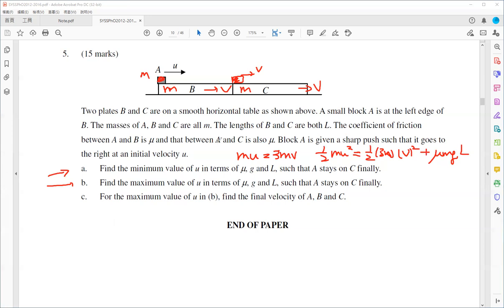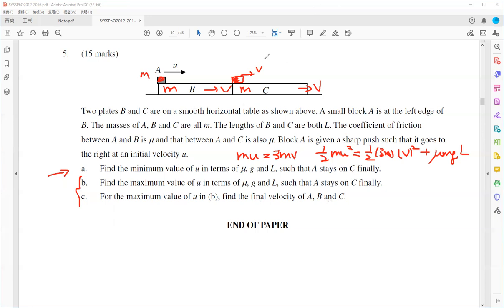Part A is simple. It's a very standard question. But for part B and C, you can do it together. If you can see the question, okay? You need to find the final velocities of A, B, and C.